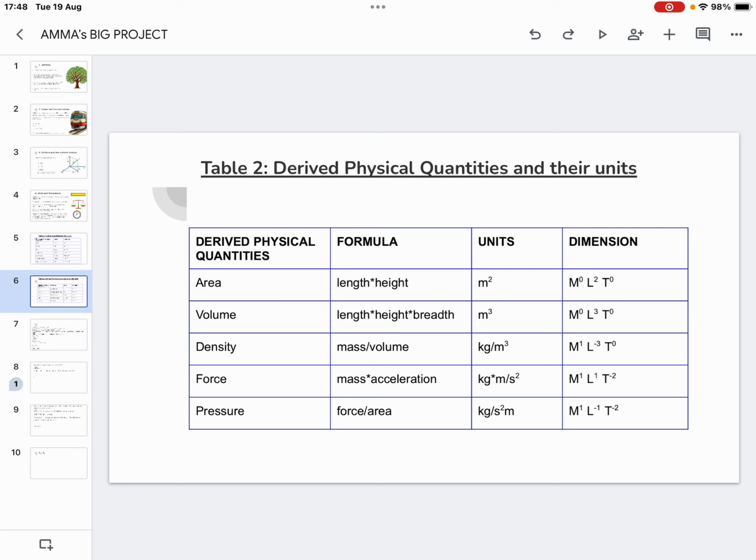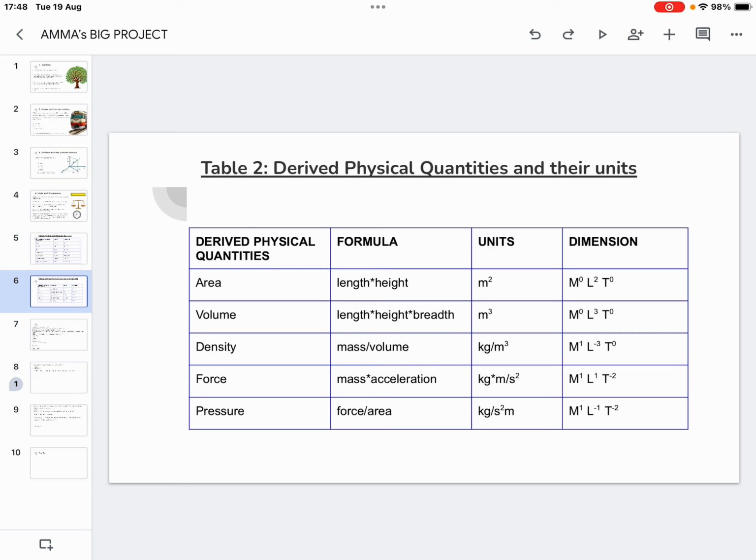Some more derived physical quantities are next. So far we have learned about fundamental physical quantities and their units. Now I will give you some derived physical quantities and their units. The first derived physical quantity is area, which has the formula length into breadth, and its unit is meter square. Dimension is therefore M0 L square T0.